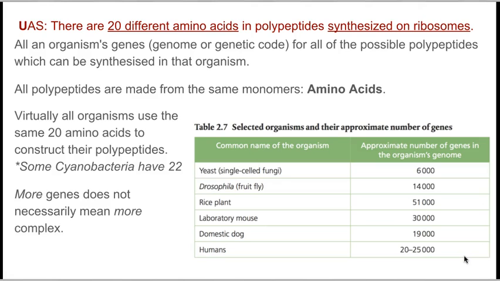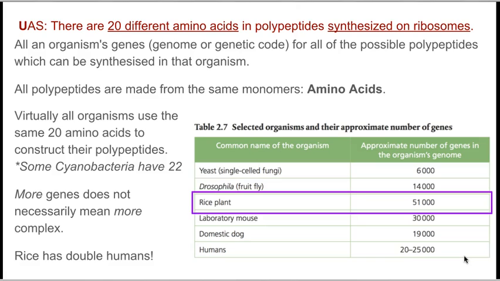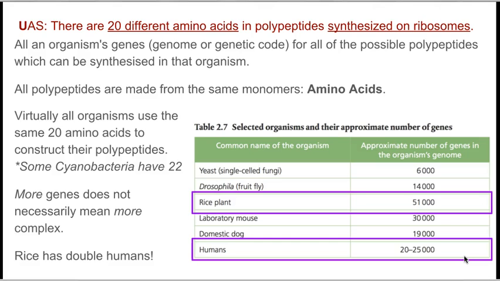Another thing to note is that more genes do not necessarily mean more complex. So we can see here that rice has double the amount of genes as human beings. Rice has approximately 51,000 genes, whereas humans have 20 to 25,000.